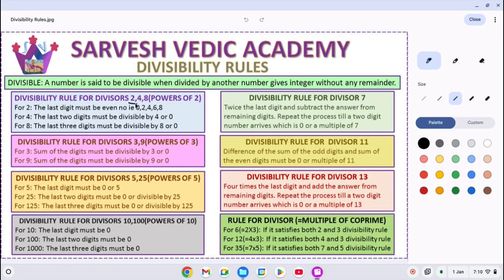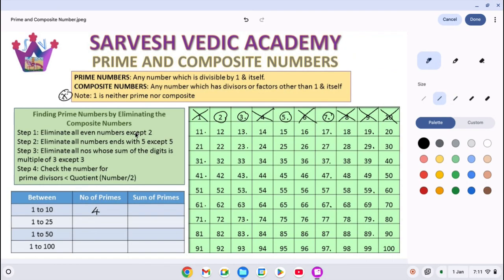When we check for divisors of 2, the last digit must be an even number. When we check for divisors of 5, the last digit must be 0 or 5. When we check for divisors of 3, we have to find the sum of the digits; if the sum is divisible by 3, we can say that the number has 3 as a divisor. So if we eliminate all the multiples of 2, 5 and 3, except 2, 3 and 5 themselves, we can collect the remaining numbers, which are prime numbers.